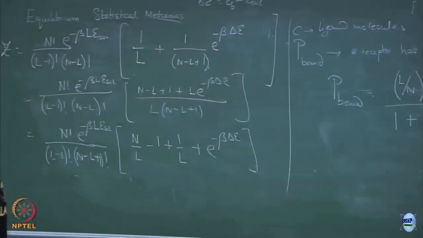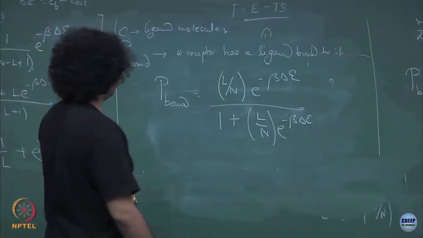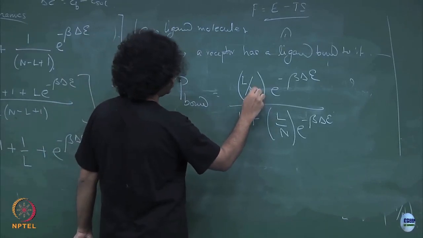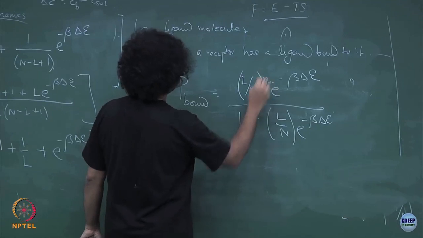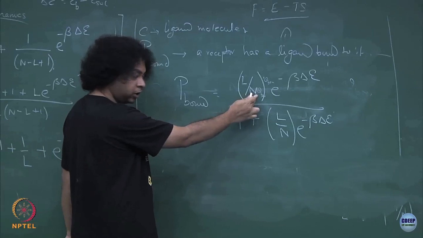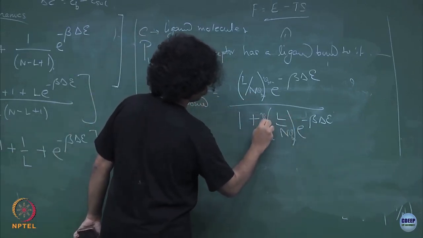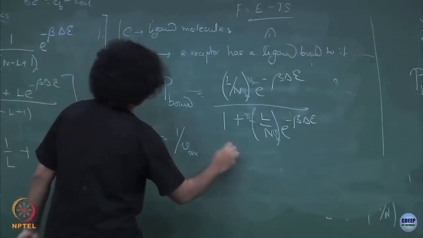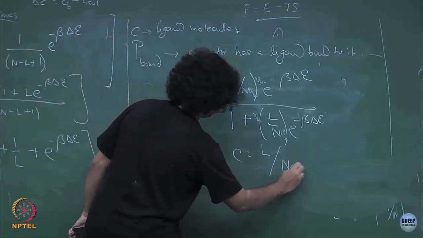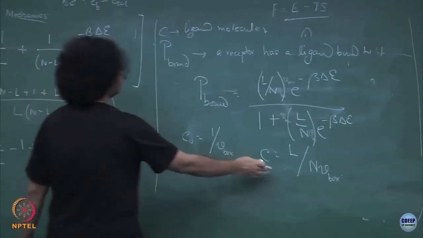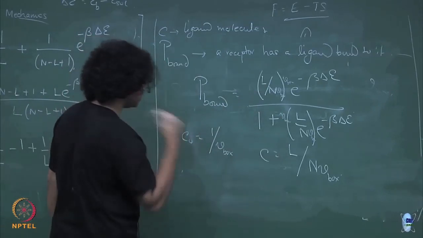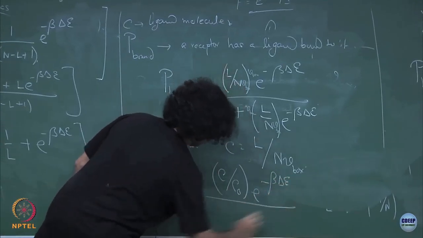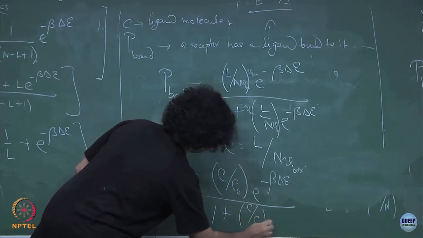Okay. If you want to write it in terms of concentration, the total volume of the box is of course n times v box. Remember each site was v box, so I multiply and divide by v box and v box. This is the concentration of ligands, the number in the whole volume, and the same here, v box, v box. And let me call C naught some reference concentration. And then this concentration of ligands C is nothing but the number of ligands in this whole solution n by V. If I want to write in this concentration language, since I asked as a function of concentration, this is C by C naught e to the power of minus beta delta E, over 1 plus C by C naught e to the power of minus beta delta E.